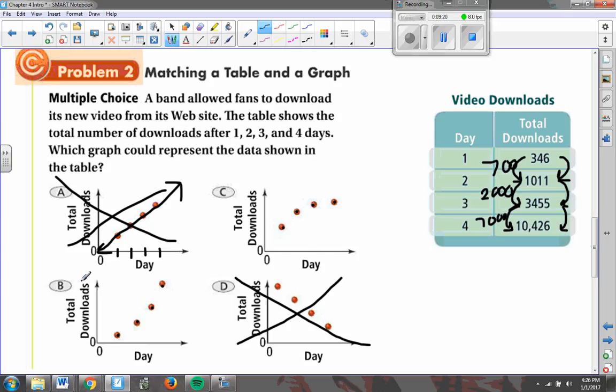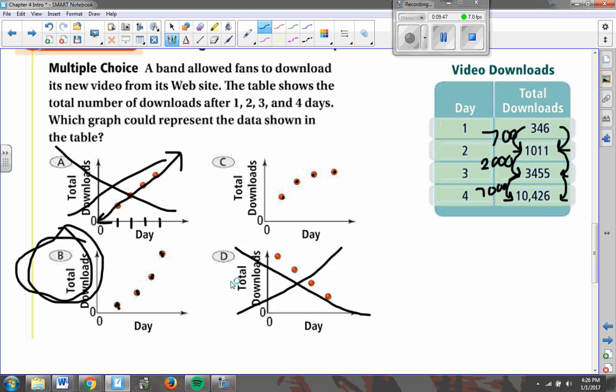So obviously the better choice here is letter B, because what we see in this table is that these numbers of downloads are going up by more and more and more, which means we should see these red dots jumping up higher and higher on our graph as we go. So the correct answer here is letter B, because that's the one that shows these downloads increasing by more and more each day that goes by.